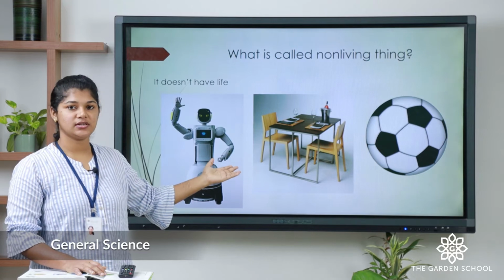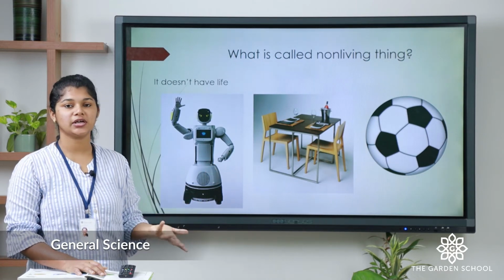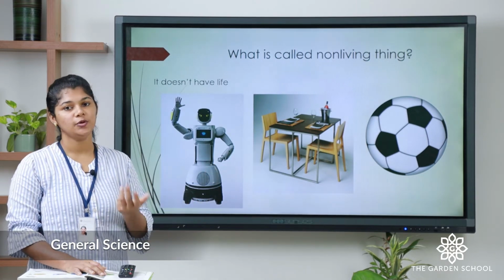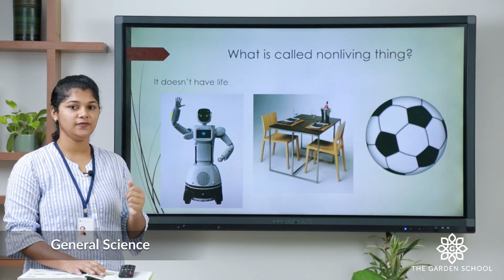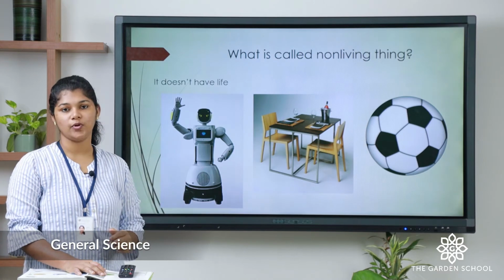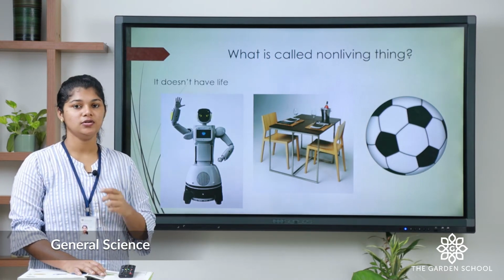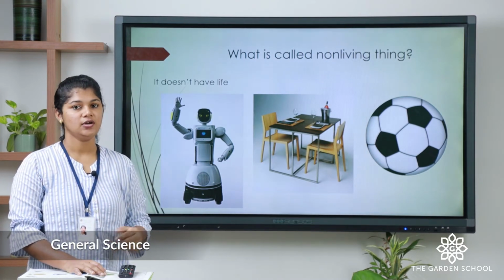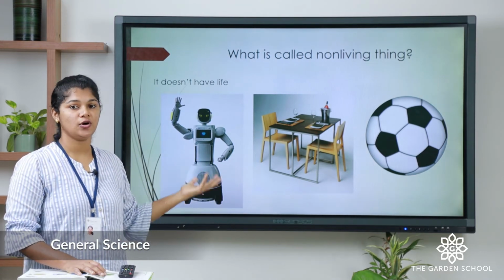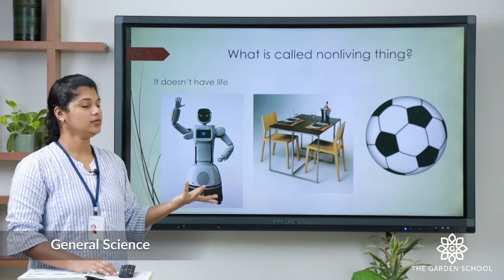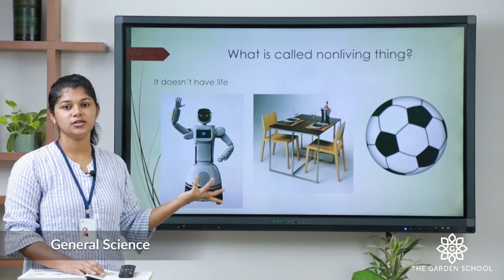And can you see the table and the chair here? Do they require any food or water to live? No, there is no life here. So that's why they do not require any food to live. And the next one is the ball. We need to kick the ball to move it from one place to another. It cannot move by its own. So it does not have any life, and this is called a non-living thing.